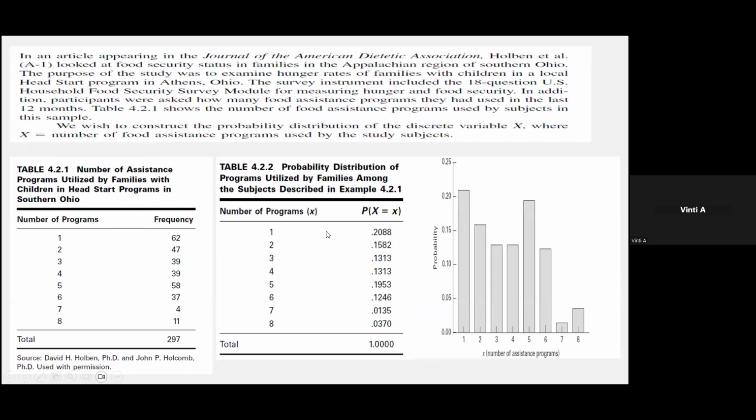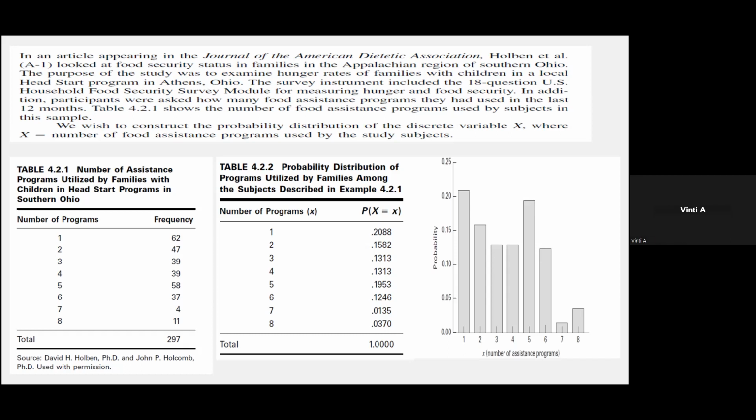Here I have an example which I have taken from a book. It says that there are a number of assistance programs utilized by families with children in Head Start programs in Southern Ohio. So this is the number of programs. There are different types of assistance programs, and we are looking at the number of people who have used those number of programs. If I look at this bottom figure, it is 297.